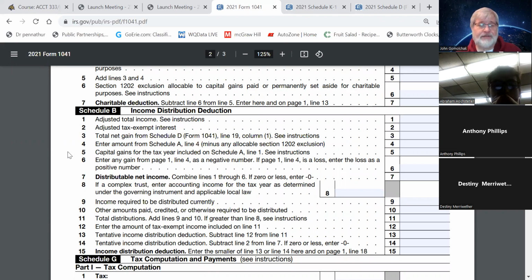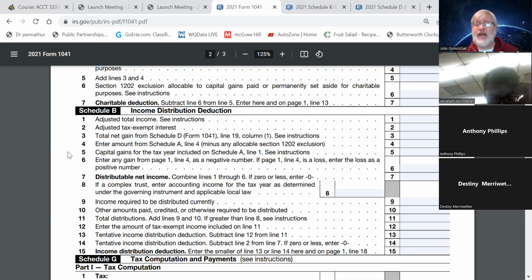Line 12: enter the amount of tax-exempt income included in line 11. If we had tax-exempt income as reported on line 2 above, adjusted tax-exempt interest, we would then bring that number down. It's almost always going to be that same number from line 2.